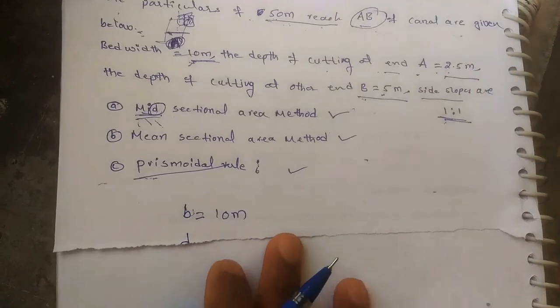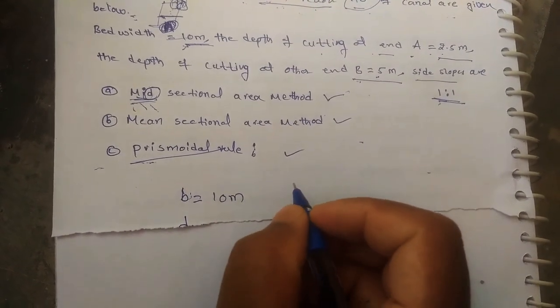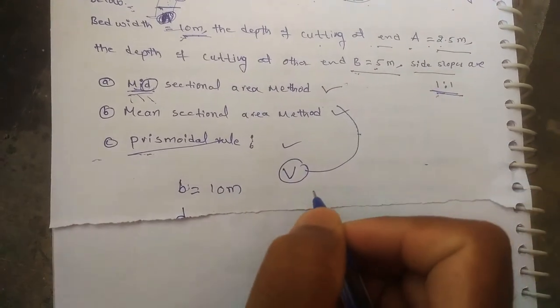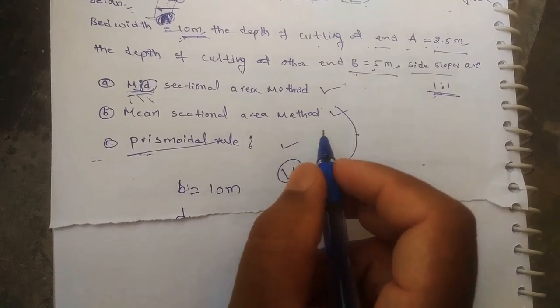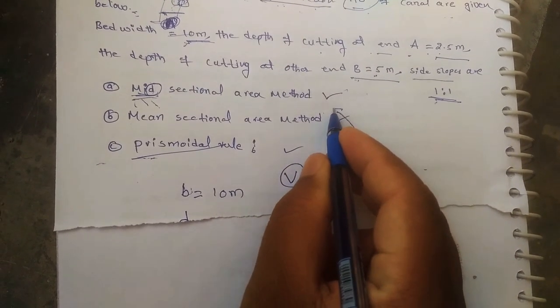So for this you have to calculate the quantities, that is nothing but volume. In order to calculate the volume we have these methods, or another method also, trapezoidal. So in this question he has asked only three methods.